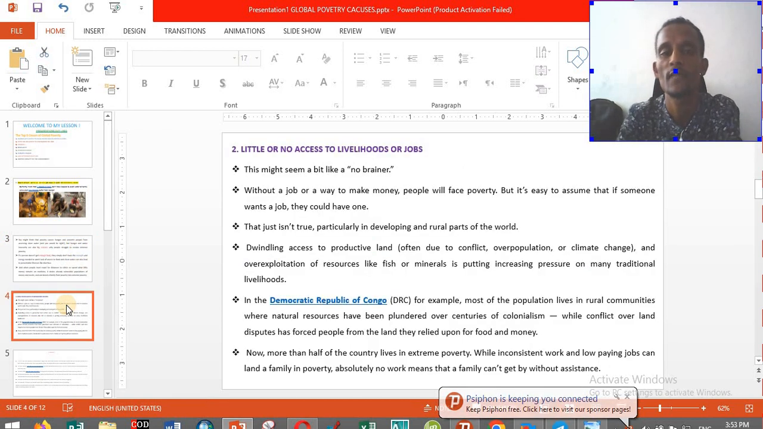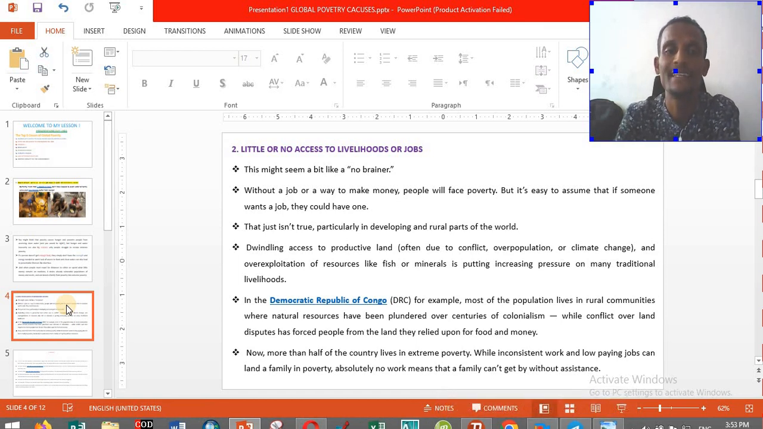Look. Number two, little or no access to livelihood or jobs. This might seem a bit like a no-brainer. Without a job or a way to make money, people will face poverty. But it is easy to assume that if someone wants a job, they could have one. That just isn't true, particularly in developing and rural parts of the world.